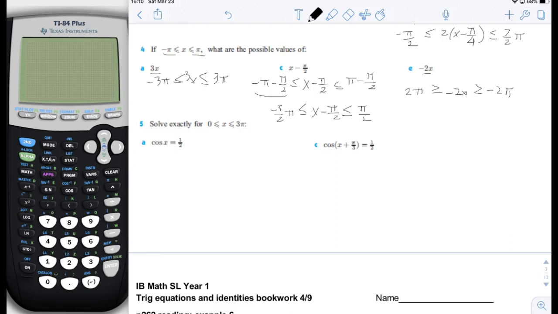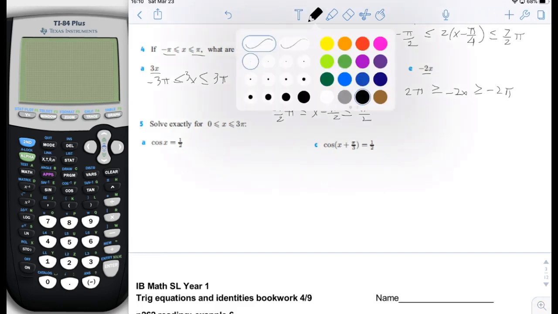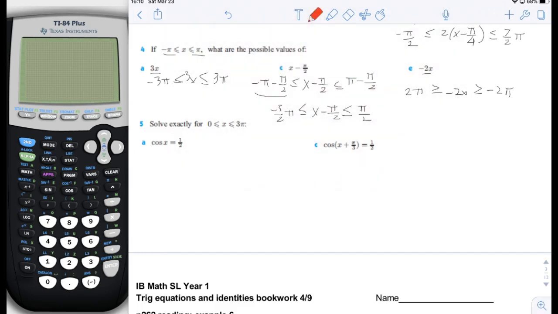Number 5 now. Solve exactly for the domain 0 to 3 pi. So the first one's pretty straightforward. All we're going to do is figure out what basic triangle gives us a cosine of 1/2. Cosine of 1/2 means the adjacent is 1/2, so that would be one of these tall triangles like this. So if the adjacent is 1/2, the opposite is square root of 3 over 2. So this would be a 60-degree triangle, also known as pi over 3, right?